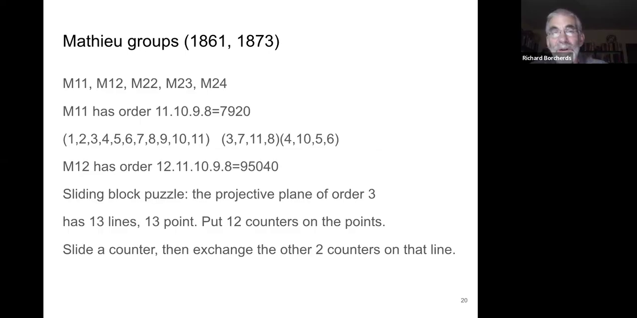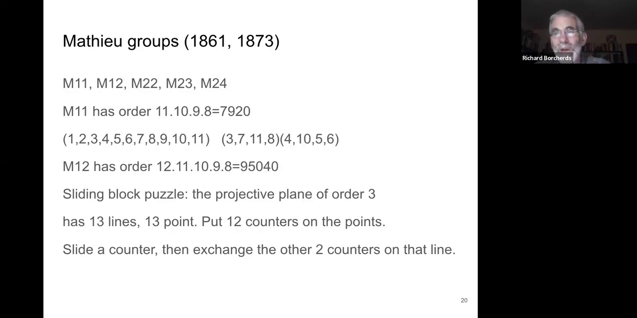Some of the examples of sporadic ones were discovered by this guy called Mathieu in 1861, which was really amazing because groups had only just been defined about that time, and he managed to find these bizarre groups. So he found these 5 Mathieu groups, which have been puzzling people ever since. The smallest one has order 7,920.